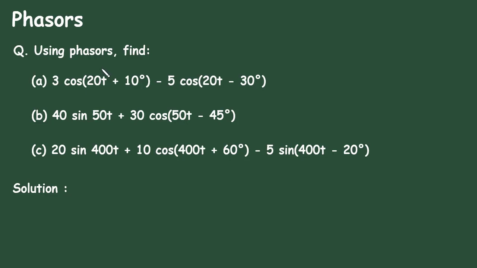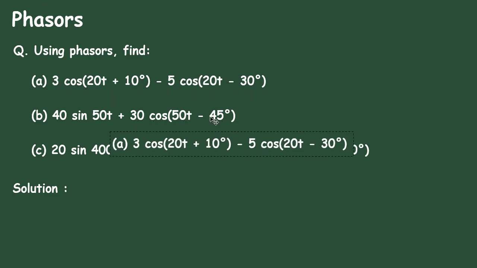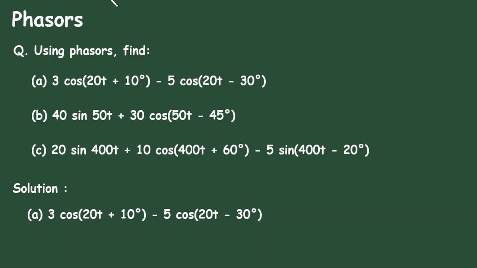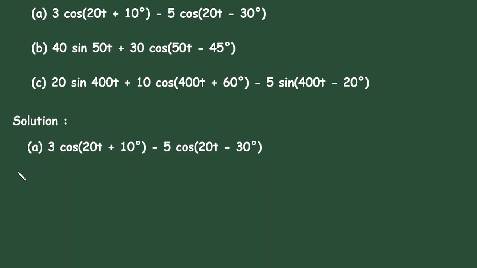In this video, we will see an example on phasors. Question: using phasors, find. We have to simplify this. So, solution: first we will solve problem A. Now here we have to add or subtract. So here we can see this is given in time domain format. We can convert this into its equivalent polar form or phasor domain form.